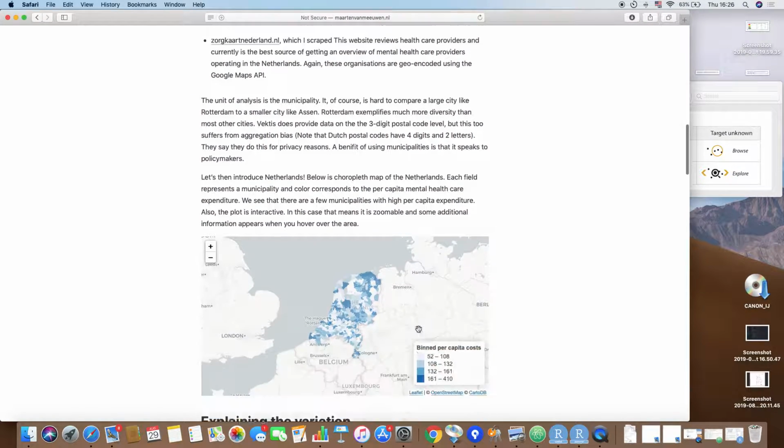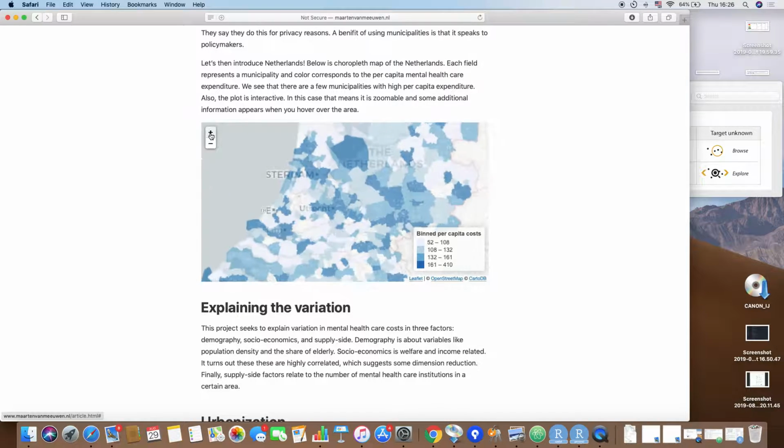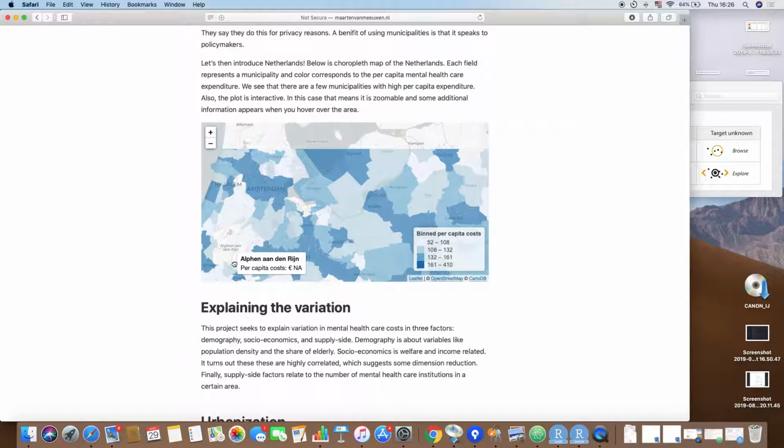If we then go down to the first visual, this is an interactive choropleth map of the Netherlands. You can zoom, you can pan. I currently am in Amsterdam, so I'd be interested in what these per capita costs are in Amsterdam. For the colors, I binned them along quantiles. I figured that'll be clearer than a continuous color scheme. Fewer colors, easier to comprehend.